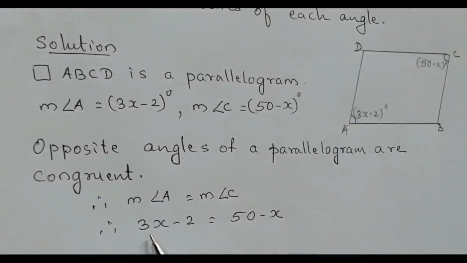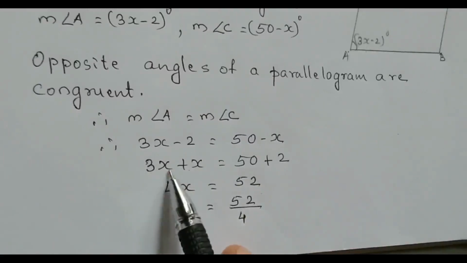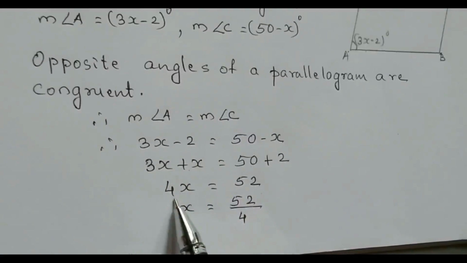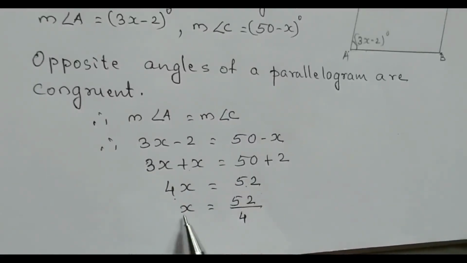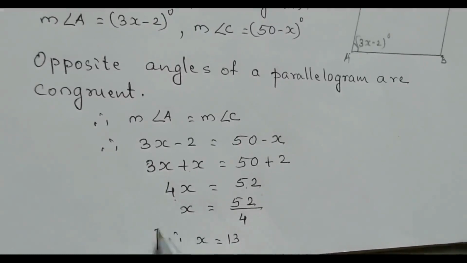Measure angle A is 3x minus 2 degree. That's equal to 50 minus x. Now let us solve this equation. So we get 3x plus x is equal to 50 plus 2. 3x plus x is 4x. That's equal to 50 plus 2 is 52. So we get x is equal to 52 divided by 4. Therefore x is equal to 13.